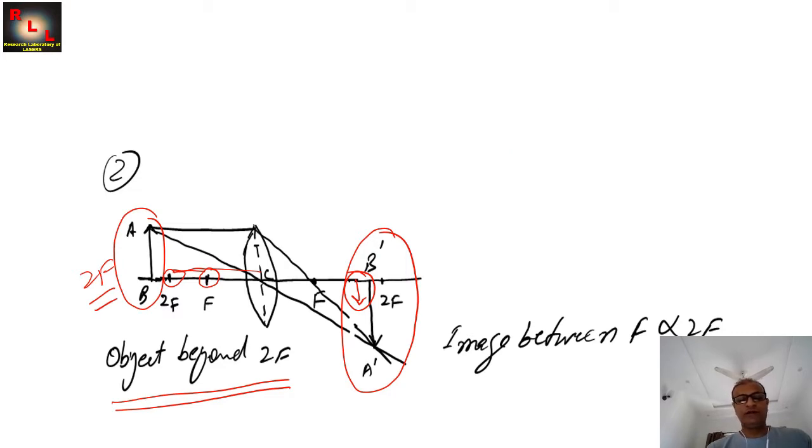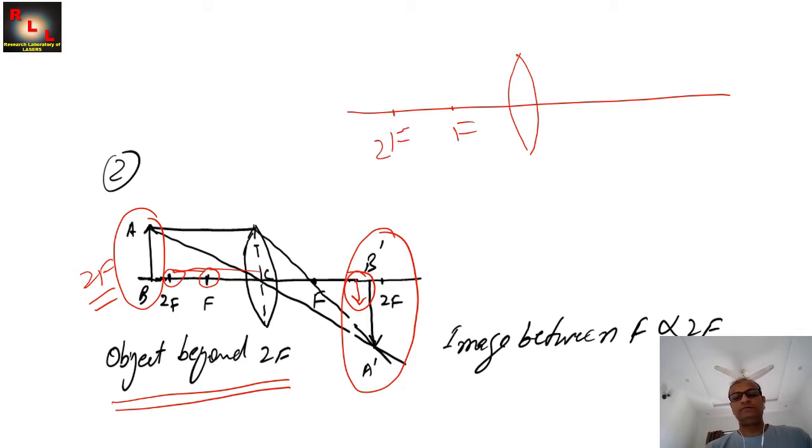I'll try to redraw it again. So if this is your lens here, this is your f, this is your 2f, and the object is beyond 2f. Here on this side is f, this is 2f.